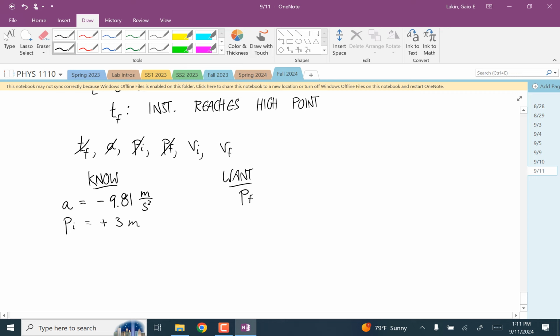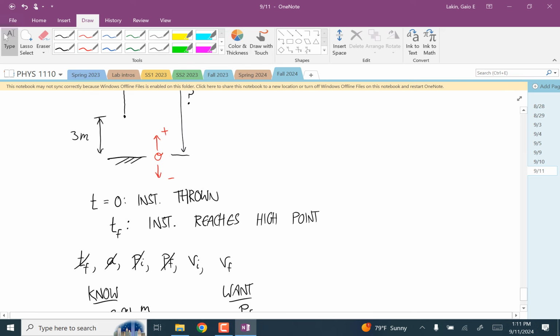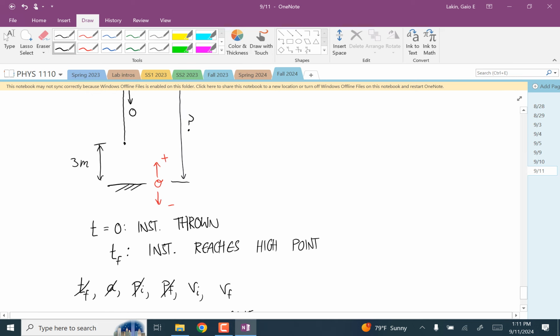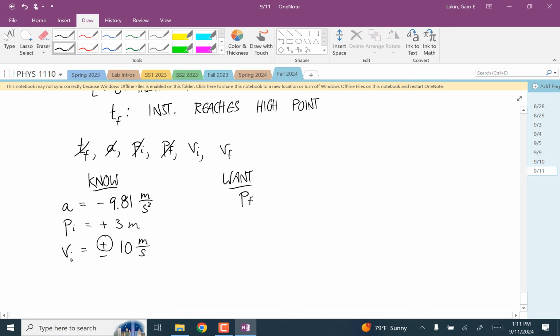Do we know the velocity when it's thrown? We're given that. So that is plus or minus 10 meters per second. Yes, and now you just think, when it's first thrown, is it moving in the positive or negative direction? Up is positive, so this is positive 10.